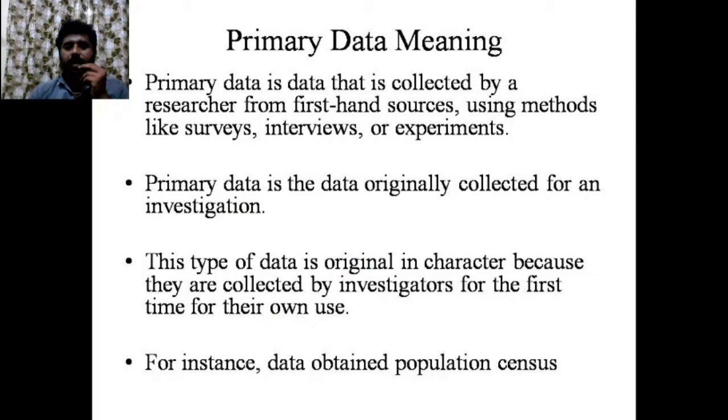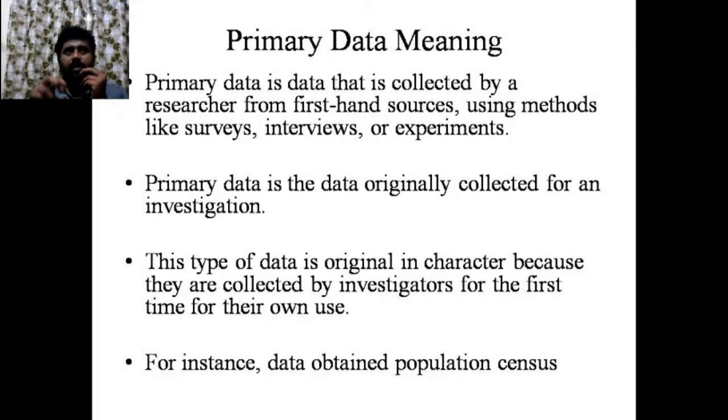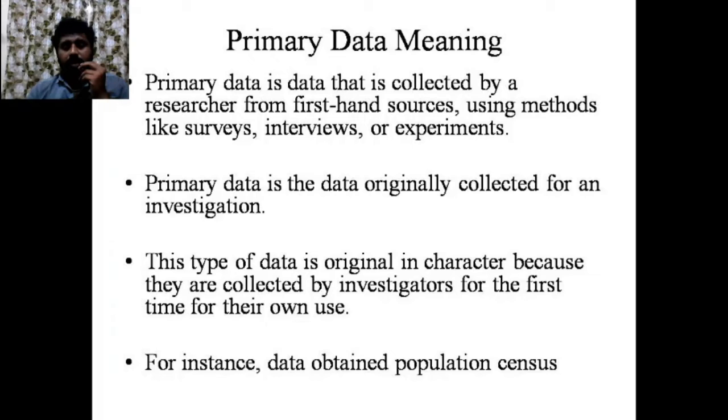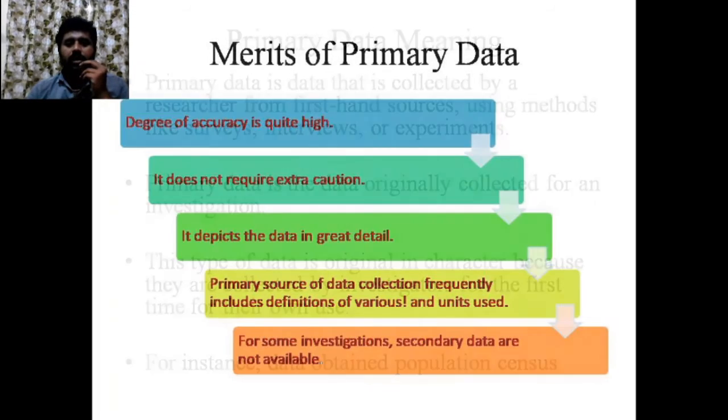Next is primary data. This is the data that has been collected first hand using methods like surveys, interviews, or experiments. It is the data originally collected at the time of the investigation, and the data will be original in character. For example, the data that has been collected during the population census is one example.